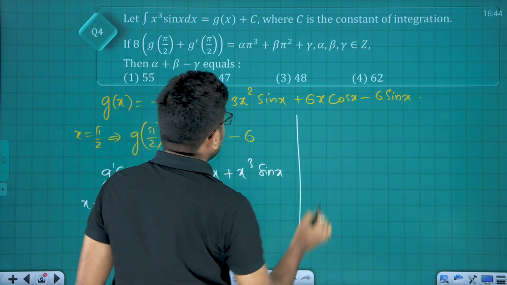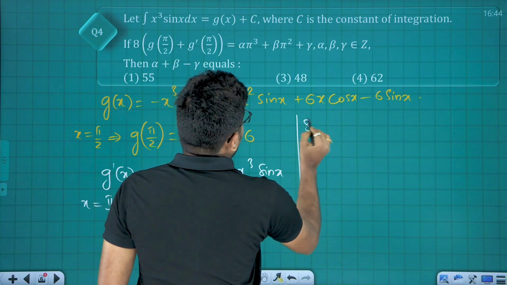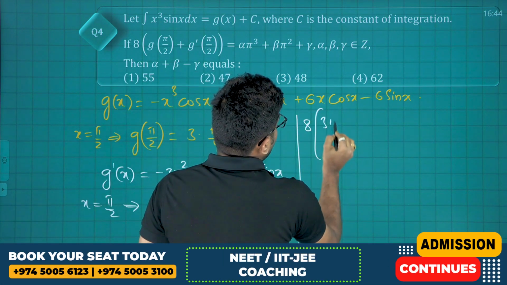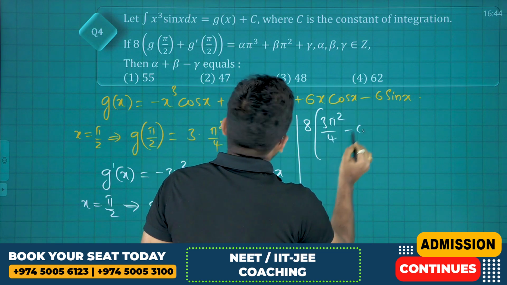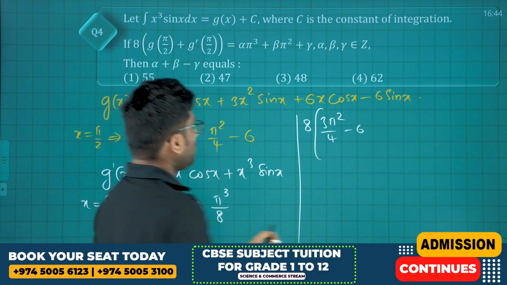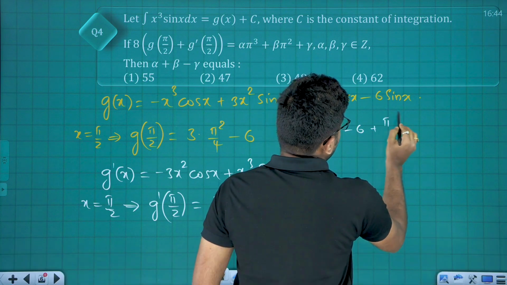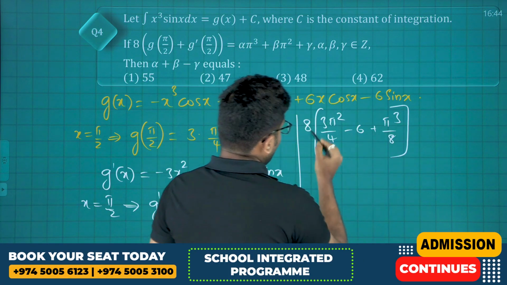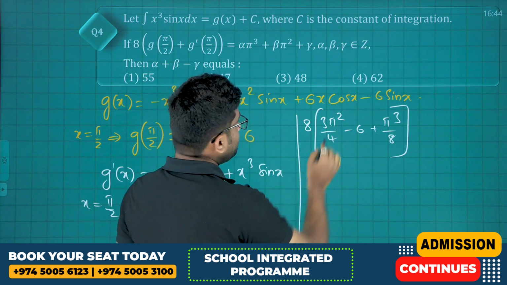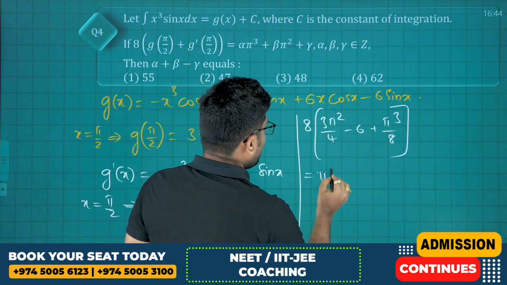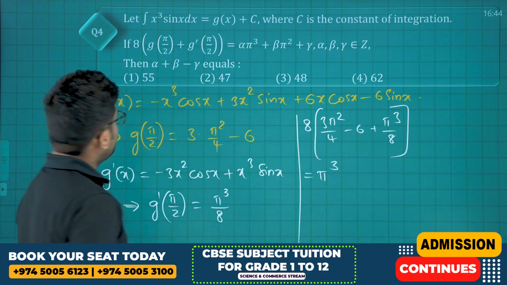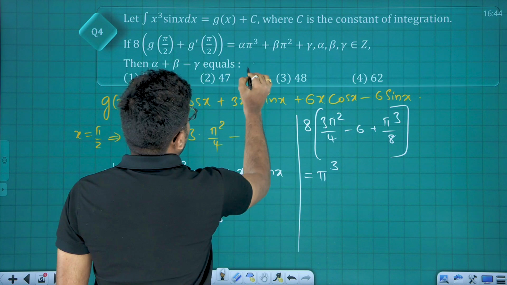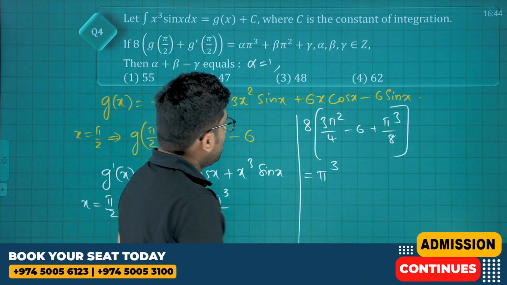They are asking us for 8 times of g of pi by 2, that is 3 pi square by 4 minus 6, plus g dash of pi by 2, which is pi cube by 8. So when you multiply this, this is equals to pi cube. That means alpha is 1. Okay, alpha is equals to 1.